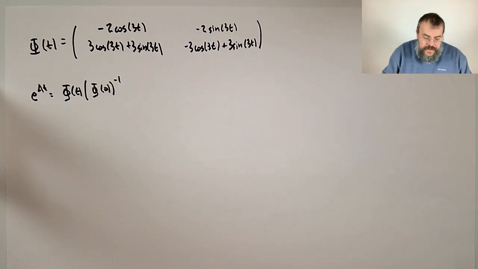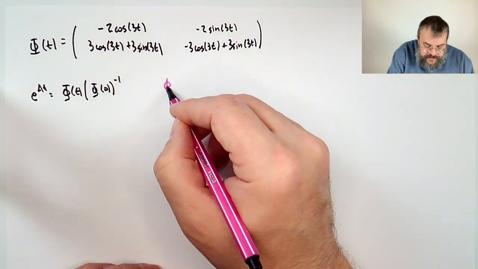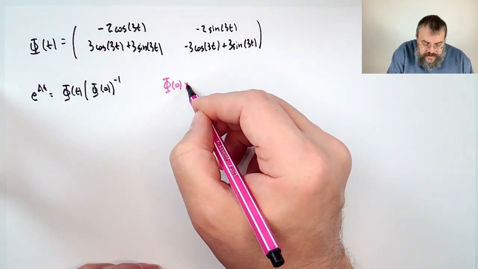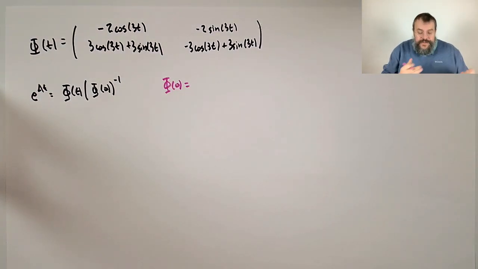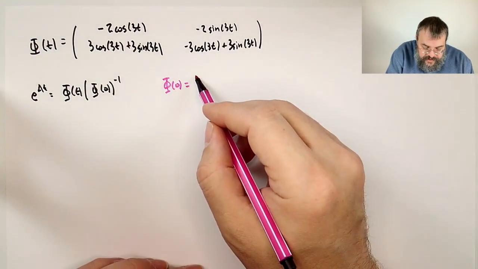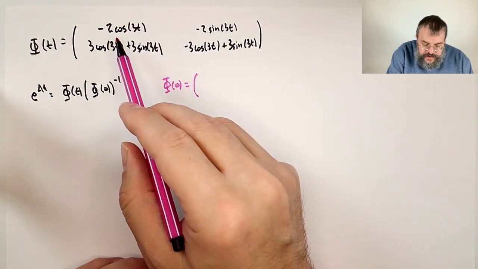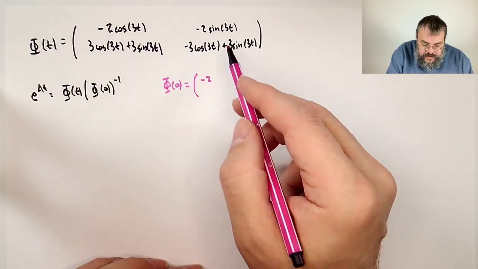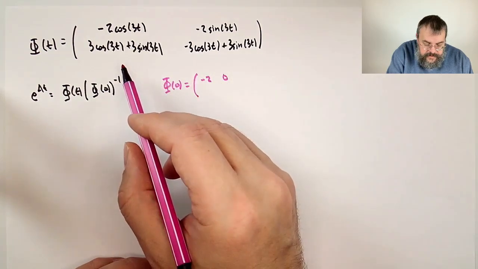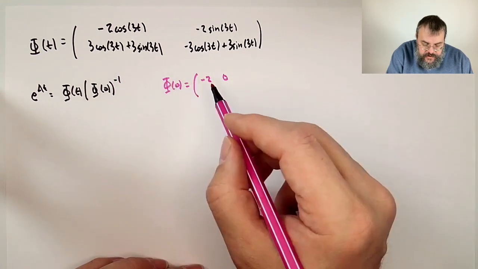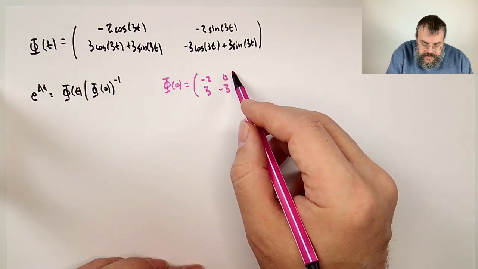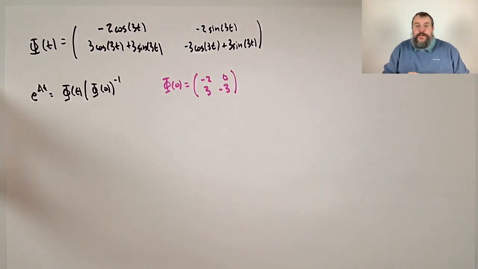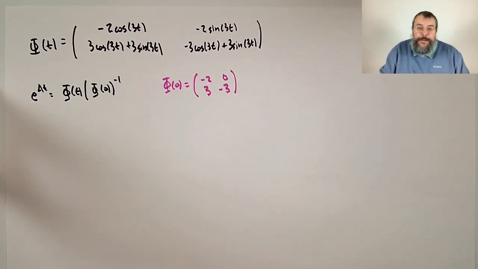All right, so first step, what's phi of 0? The nice thing is, it's easy to plug in 0. Cosine of 0 is 1, sine of 0 is 0. So we're basically just looking for anything with cosines. So minus 2, that's a 0. Here we have 3, and here we have minus 3. All right, so there we go. Oh, I see, that was pretty quick. Minus 2, 0, 3, minus 3.